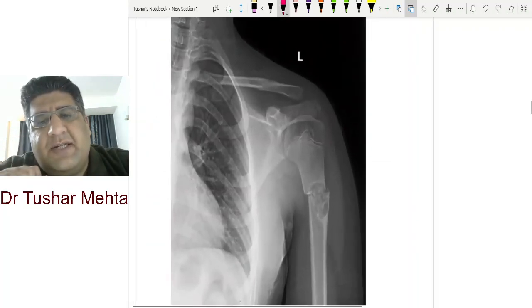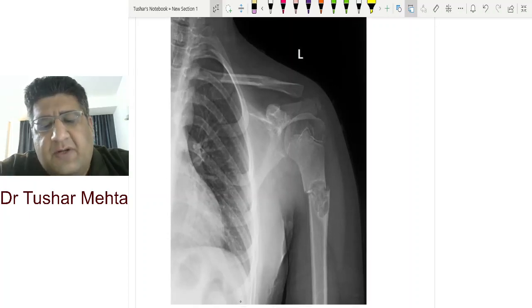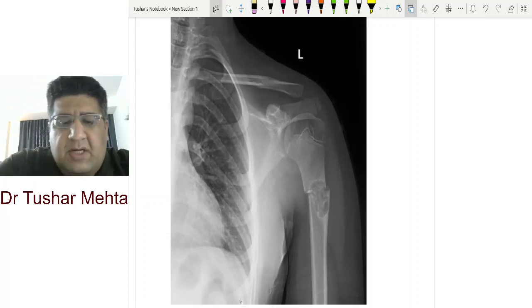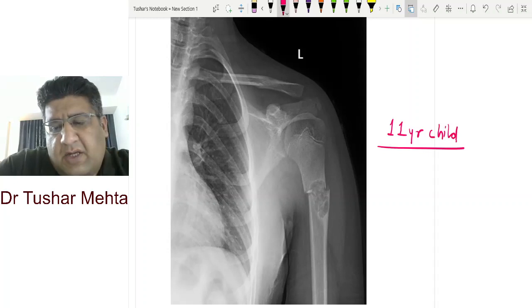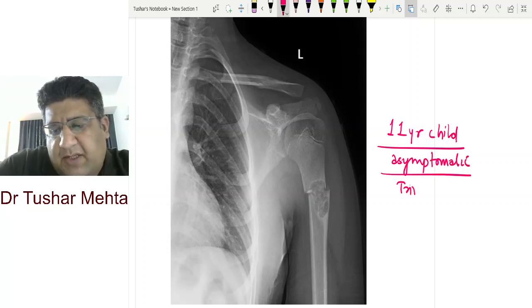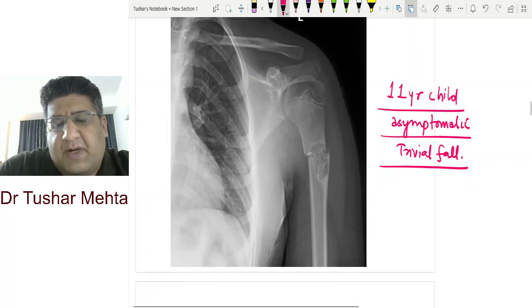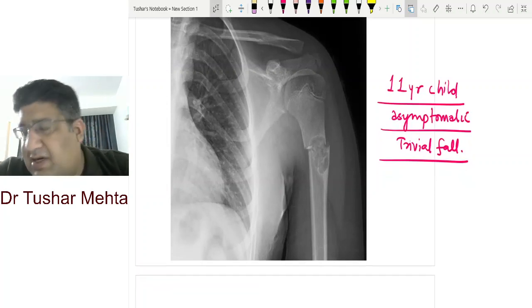I'll give you a classical example. Now this 11-year-old child never knew that he had any issue in his life. He was completely asymptomatic till the time he had a trivial fall. So he just had a trivial fall.